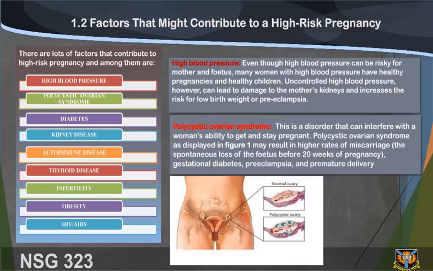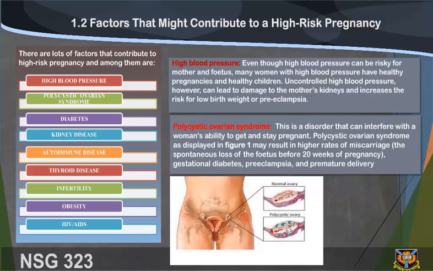1.2 Factors that might contribute to a high-risk pregnancy. There are lots of factors that contribute to high-risk pregnancy, and among them are high blood pressure, polycystic ovarian syndrome, diabetes, kidney disease, autoimmune disease, thyroid disease, infertility, obesity, HIV/AIDS.